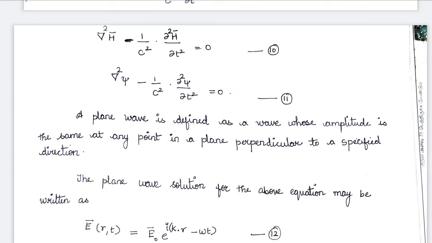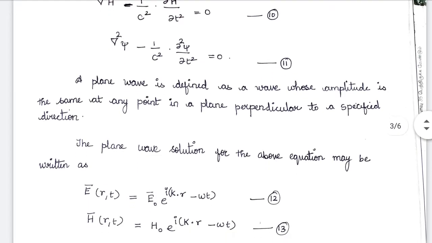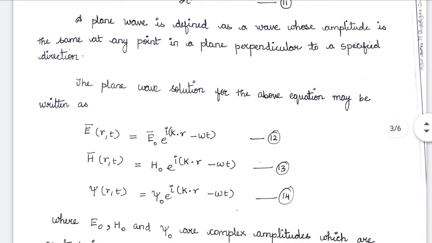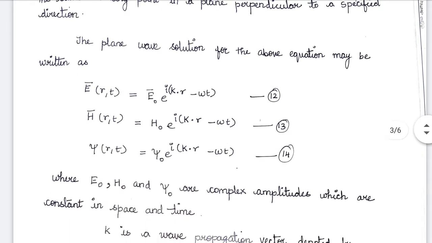So for equations 9, 10 and 11, we can write a solution in plane wave form as E of r comma t is equal to E naught vector e power minus i (k dot r minus omega t). The same way we can write it for H, as well as for psi.